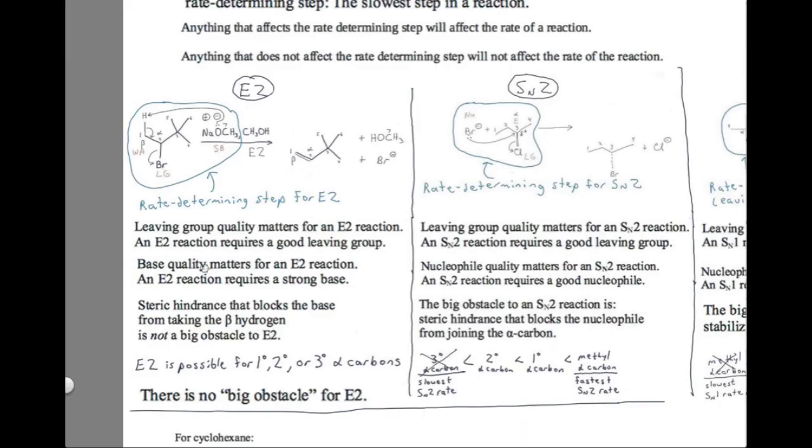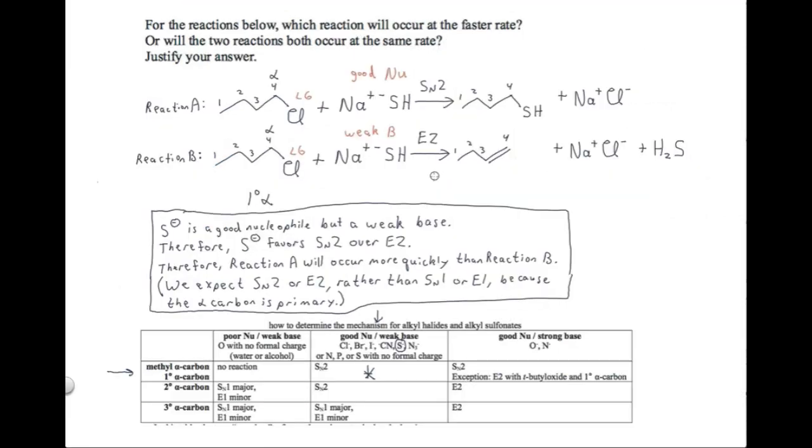Again, we know that base quality matters for an E2 reaction and nucleophile quality matters for an SN2 reaction because the base participates in the rate determining step for E2 and the nucleophile participates in the rate determining step for SN2. So one thing that's very helpful here is to understand clearly that E2 reactions use a base, whereas SN1 and SN2 reactions use a nucleophile. Again, you should have this table memorized. That's how we knew that S- was a good nucleophile and a weak base, because it was in this middle column for good nucleophiles and weak bases.